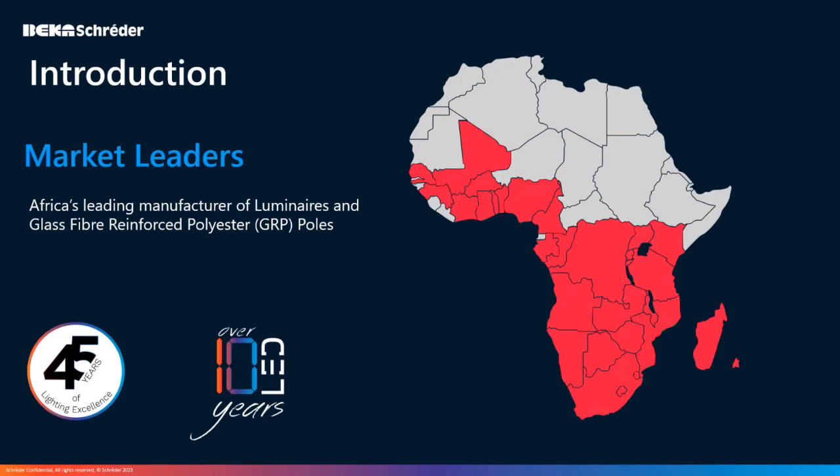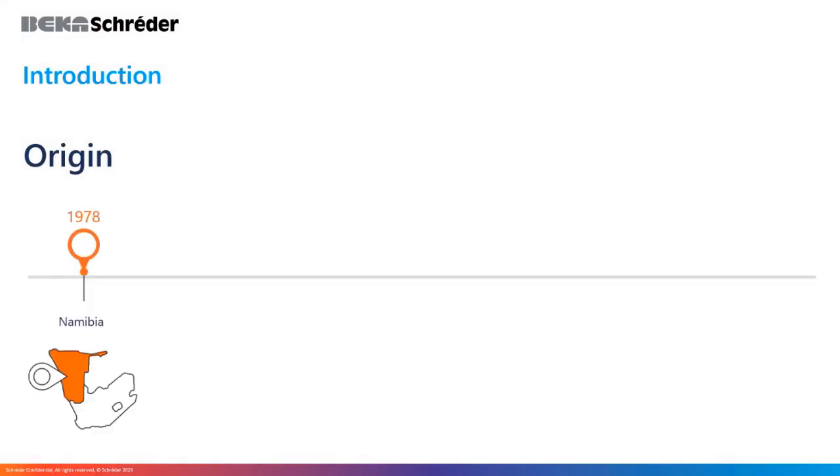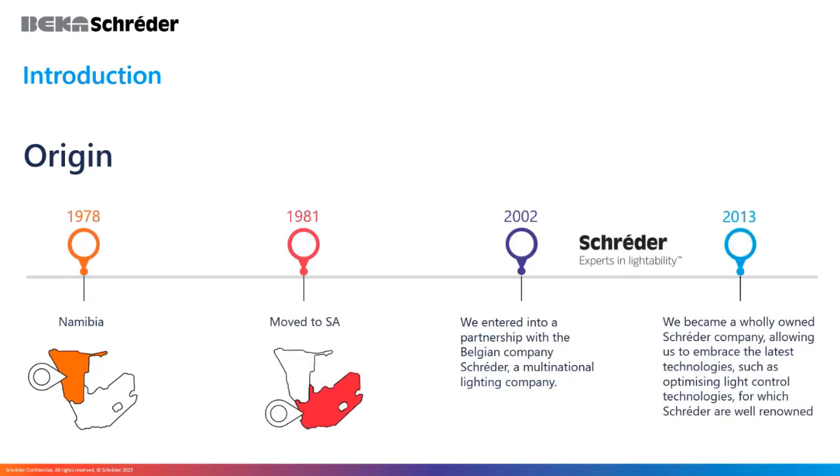So just a reminder of who we are. Very proud of this. We are 45 years old this year. We've been manufacturing LEDs for over 10 years. You know us well, and we cover most of sub-Saharan Africa, and it's something that we're really proud of, and how this business has evolved and grown, from the humble beginnings in 1978 in Namibia, all the way through now to a solely owned company and part of the Schréder Group.